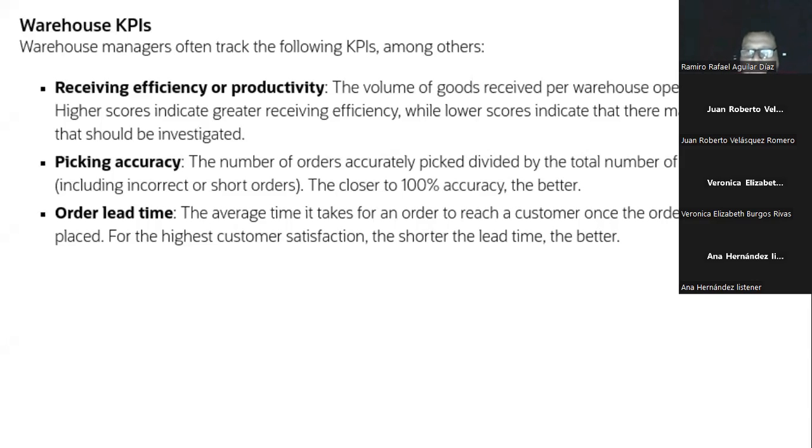What you can see there is a formula. First of all, how many orders we have accurately done, and then the total of orders we have done. We divide that, and if that is closer to 100, it's very good. But the farther it is from 100, of course, it's not going to be good. And the last one says order lead time. The average time it takes for an order to reach a customer once the order has been placed. For the highest customer satisfaction, the shorter the lead time, the better.